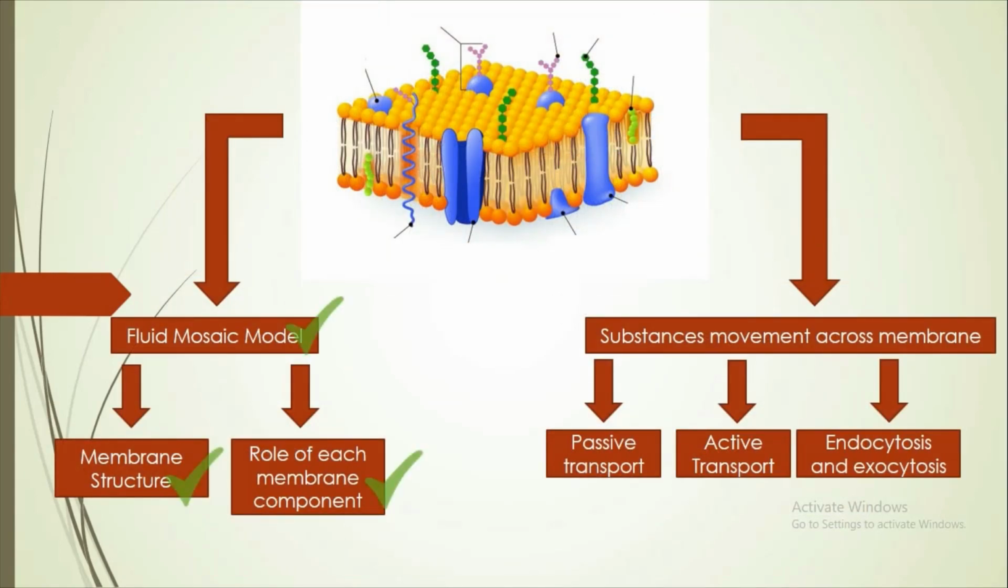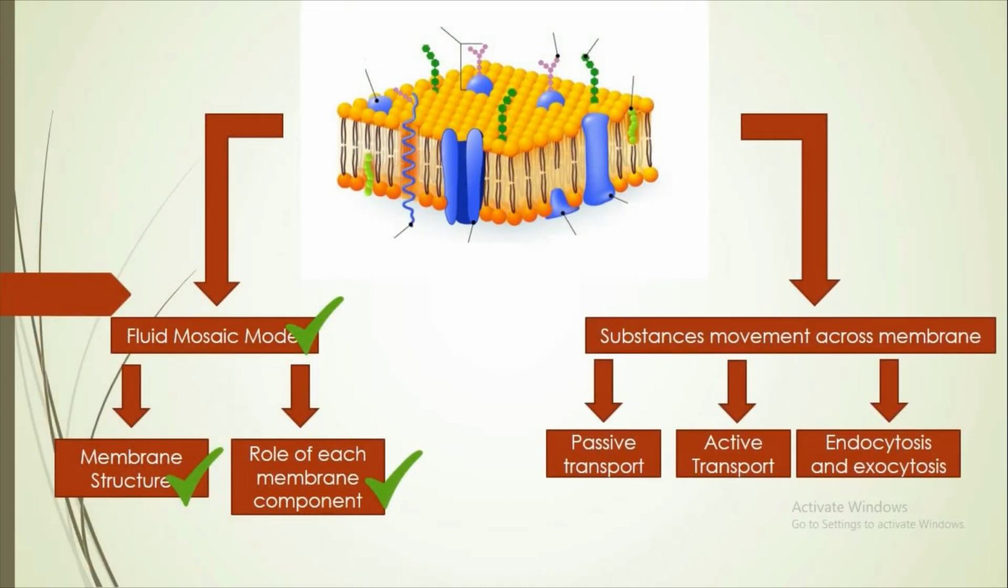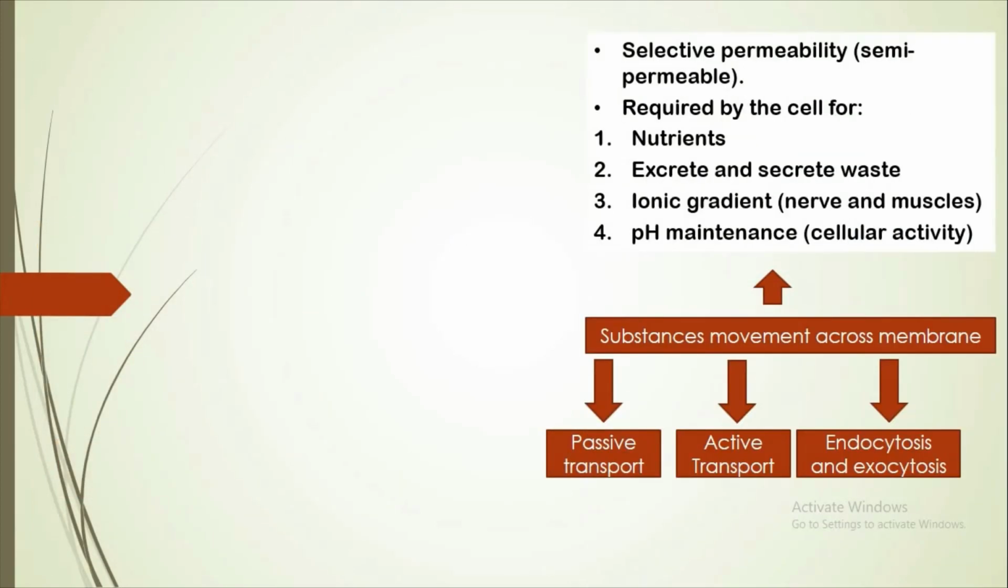Now we have covered the fluid mosaic model. Now we will cover the substance movement across the membrane. Substance movement across the membrane is based on selective permeability. And selective permeability is required by the cell for food intake, for the excretion and secretion of waste products, to maintain the ionic gradient, and to maintain the pH balance within the cell.